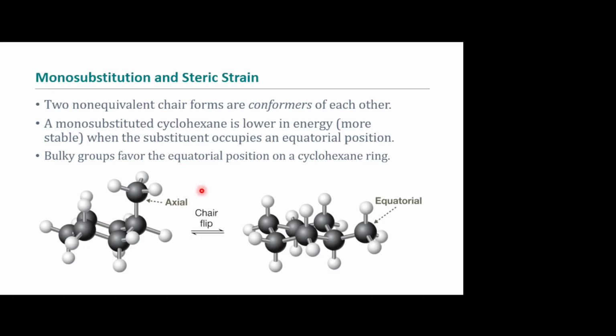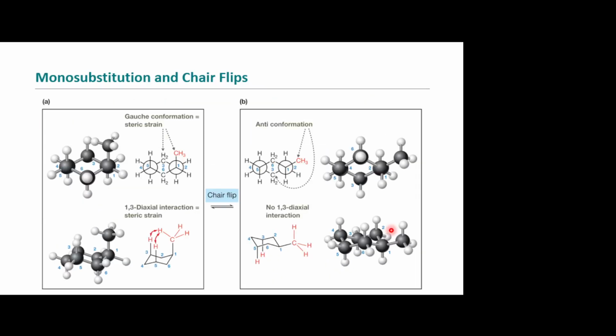Bulkier groups are going to favor that equatorial position on your cyclohexane ring. And so the bulkier the group, the more it favors it. If you have a very bulky group, it's going to heavily favor this. Okay? And you can get some very large energy differences. All right, so there are several reasons for this.